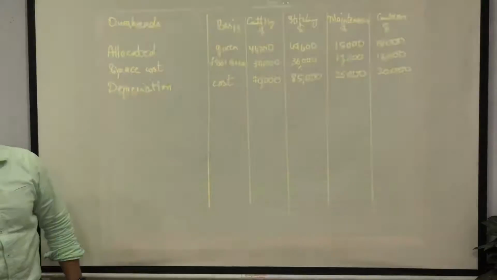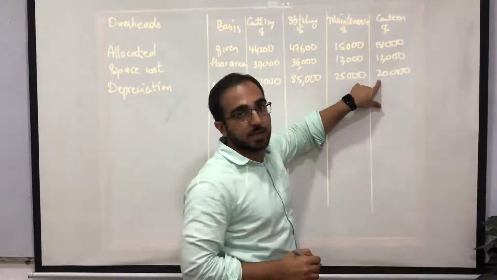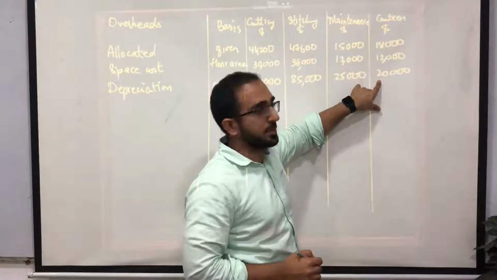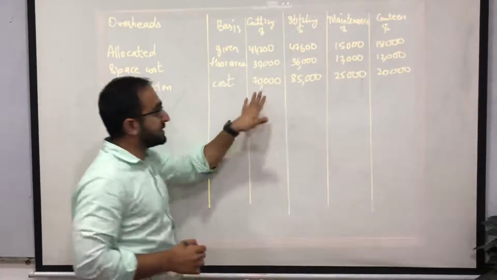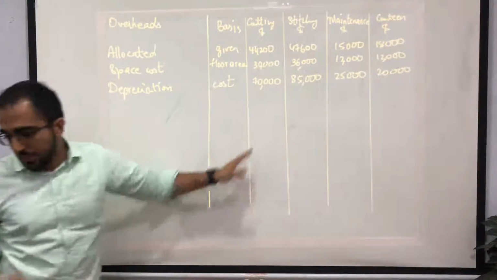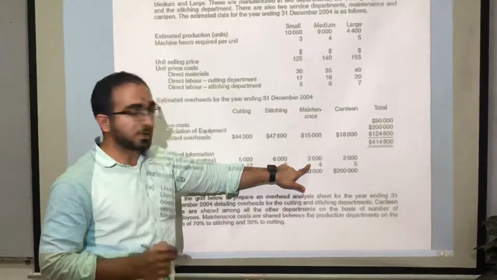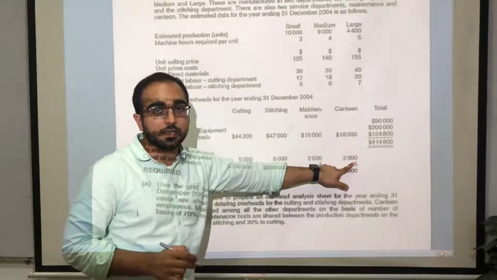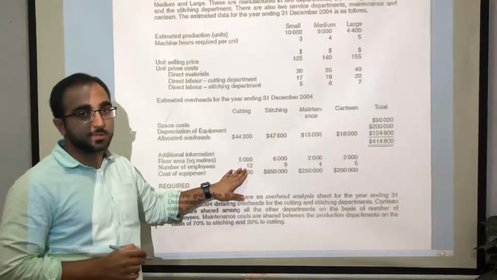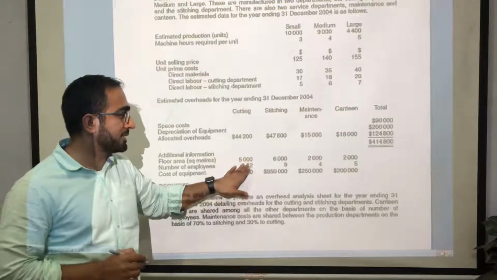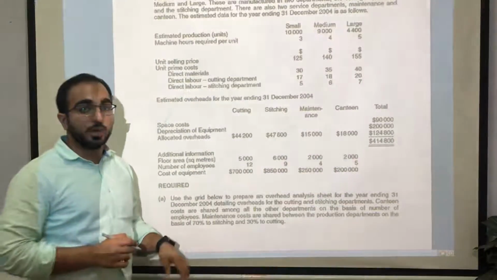Now for the canteen, what you will have to do is total this first: 18,000 plus 12,000 plus 20,000. So that comes out to be a total of 50,000. So for the entire 50,000, you need to apportion that cost amongst these three departments based on the number of employees. The number of employees are 12, 9 and 4. Keep in mind that you do not have to take the canteen department's number of employees, because all those costs need to be given to these three departments. So the number of employees that you need to take will be for these three departments only. So 12, 9 and 4. When you add it up, you get a total of 25.